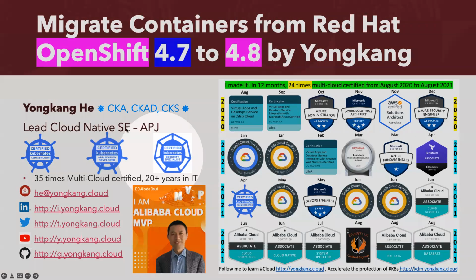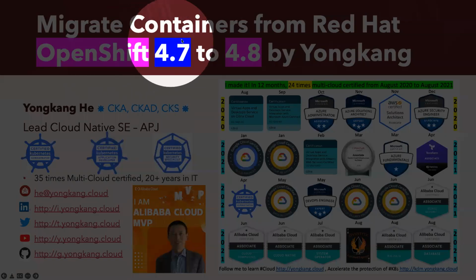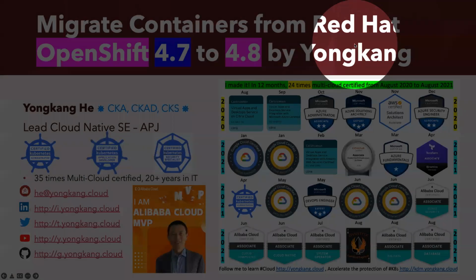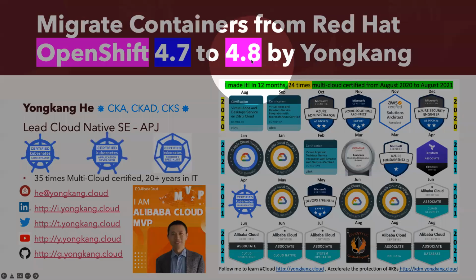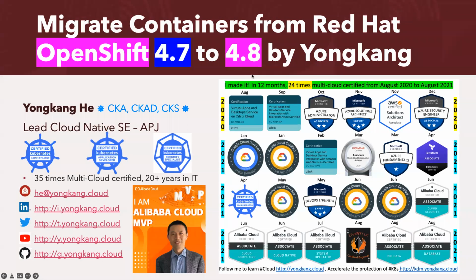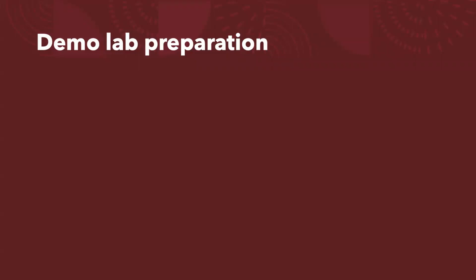Today's topic is kind of an advanced topic: how to migrate containers from Red Hat OpenShift 4.7 to 4.8. Let's get started. So here is my demo setup, or lab preparations.